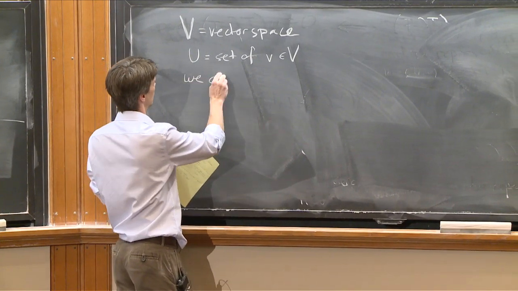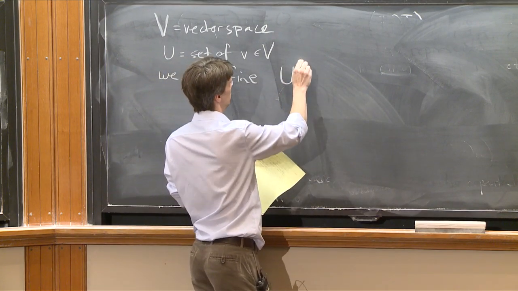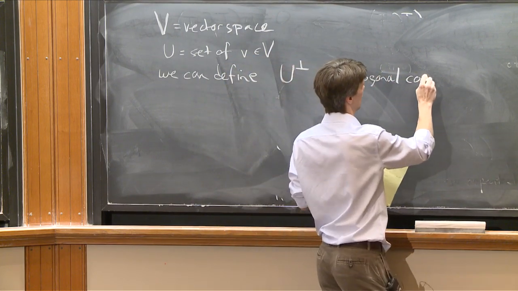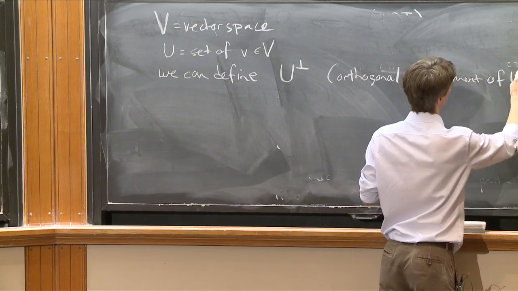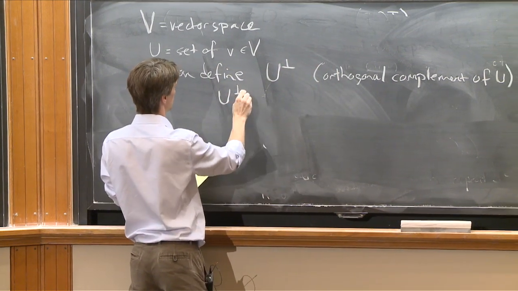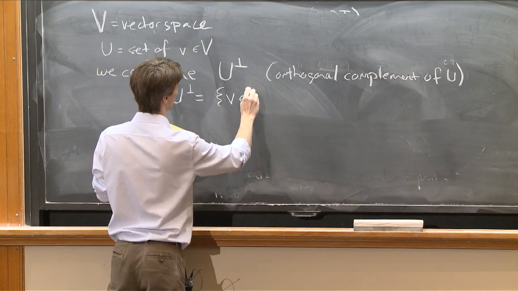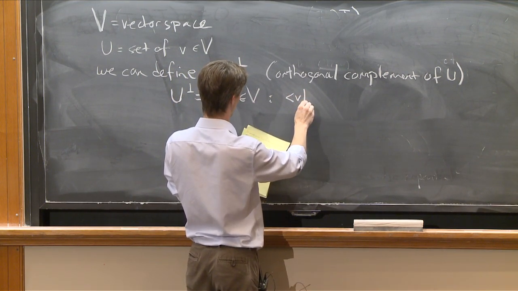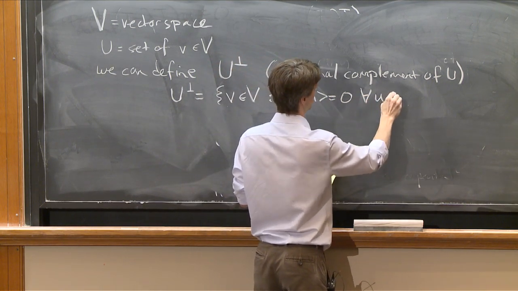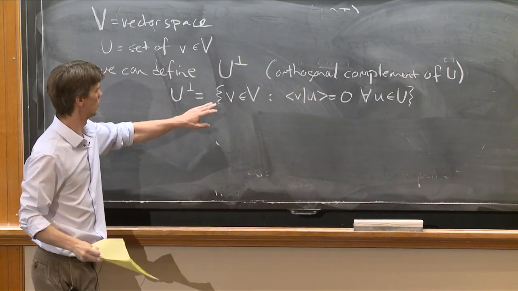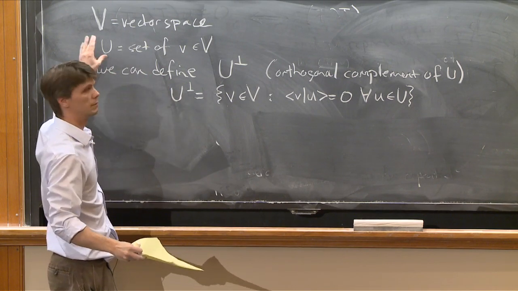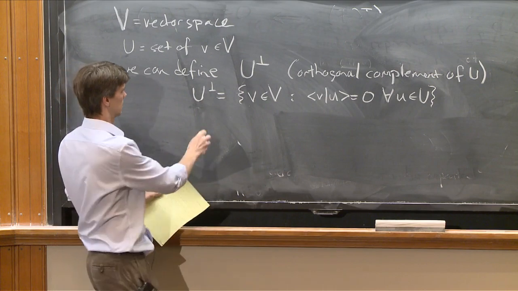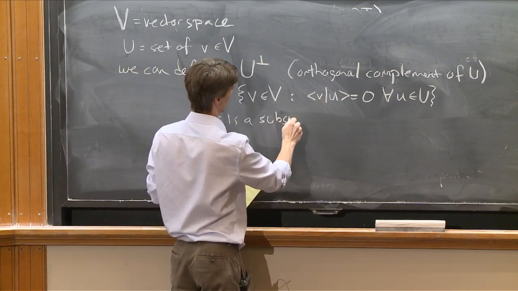We can define U perpendicular, which we'll call the orthogonal complement of U, and this is defined as U perpendicular equal to the set of v's in V such that <v|u> = 0 for all u in U. So all of the things that live in this space are orthogonal to everything that lives in U. And in fact, this one is a subspace automatically. So it is a vector space.